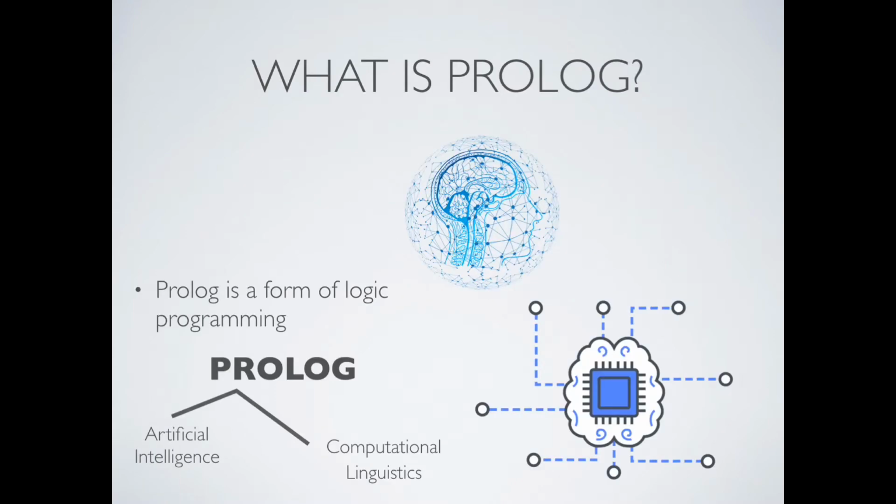What is Prolog? Prolog is a form of logic programming, a language associated with artificial intelligence and computational linguistics. You may ask yourselves, if Prolog is a form of logic programming, what is logic programming? Well, generally speaking, think of logic programming as a set of sentences which express something about a certain entity, close to how humans use sentences to talk about certain things.